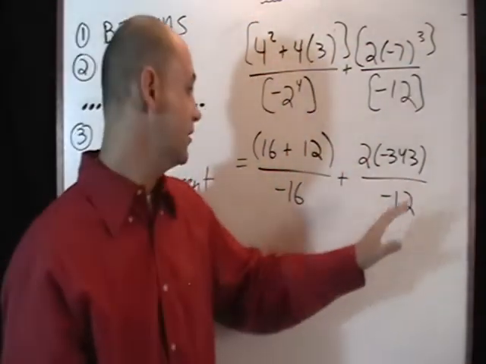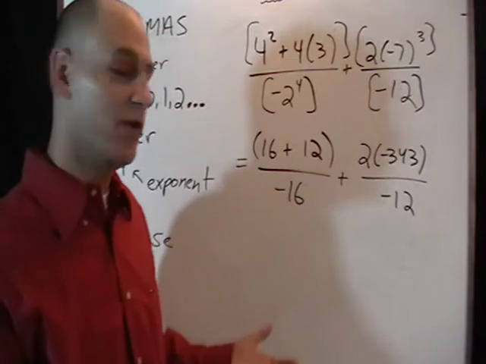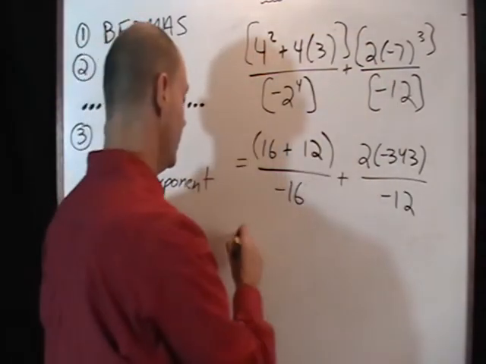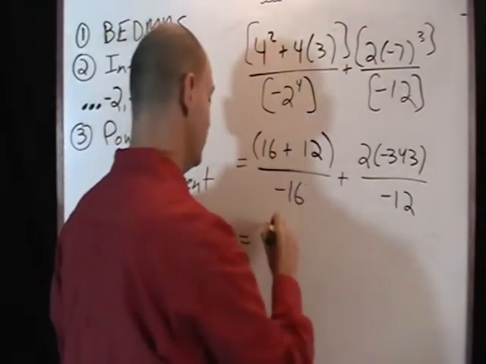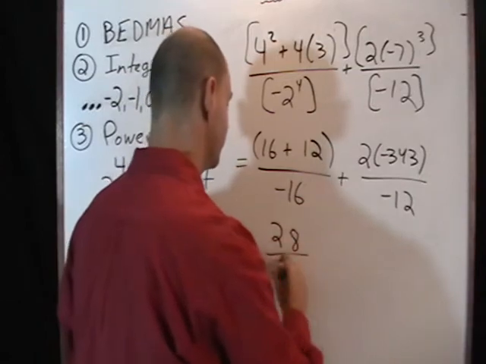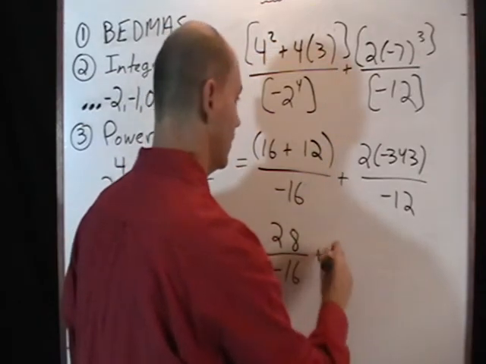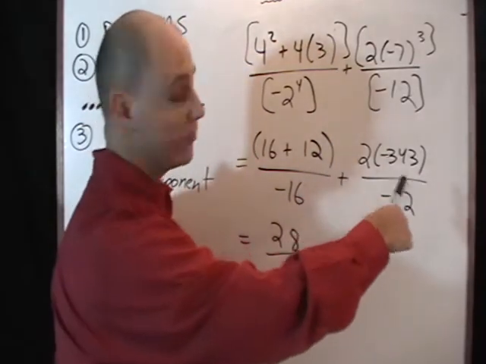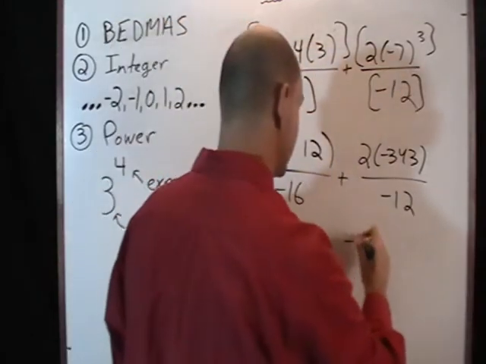Now we have two fractions here, but we still have a bit more simplifying that we can do, so let's just keep on moving on here. 16 plus 12 is 28. 2 times negative 343 is going to be negative 686.